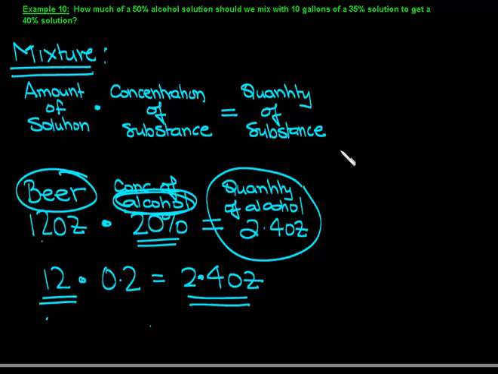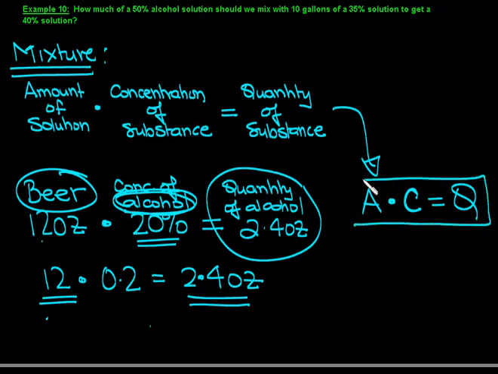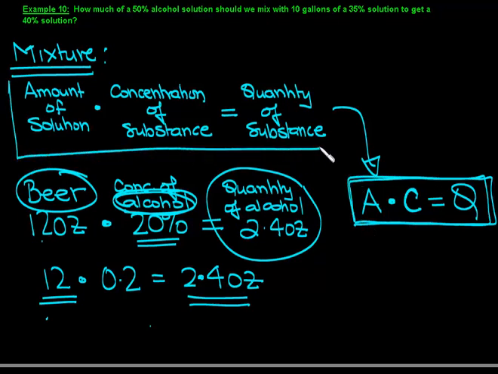So in terms of variables, I'll say A is the amount. The concentration, we can just call that C. C is the concentration, and Q is the quantity of the substance. So that's a formula I'll use. There's no set formula for this. I'm just creating some letters for it from this actual formula.